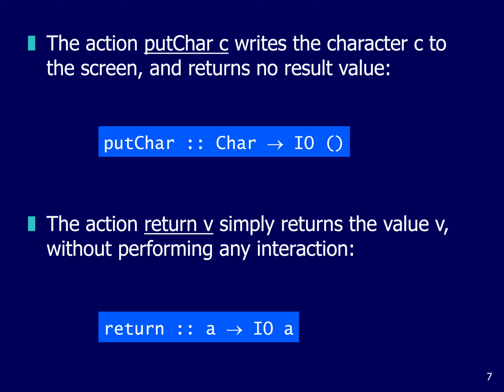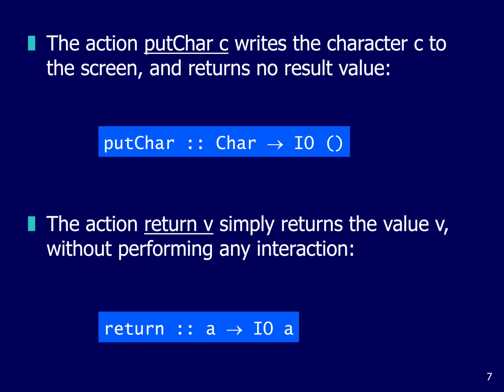The last one looks a bit strange at first sight, but we'll see that it's absolutely central to writing interactive programs in Haskell, and it's a function called return. What return does is you give it a value and it simply returns the value v without performing any interaction. So we can look at its type. return is a function. It takes a value of type a and then it's going to convert it into an action of type IO of a. And that action is simply going to return the value v without performing any interaction at all.